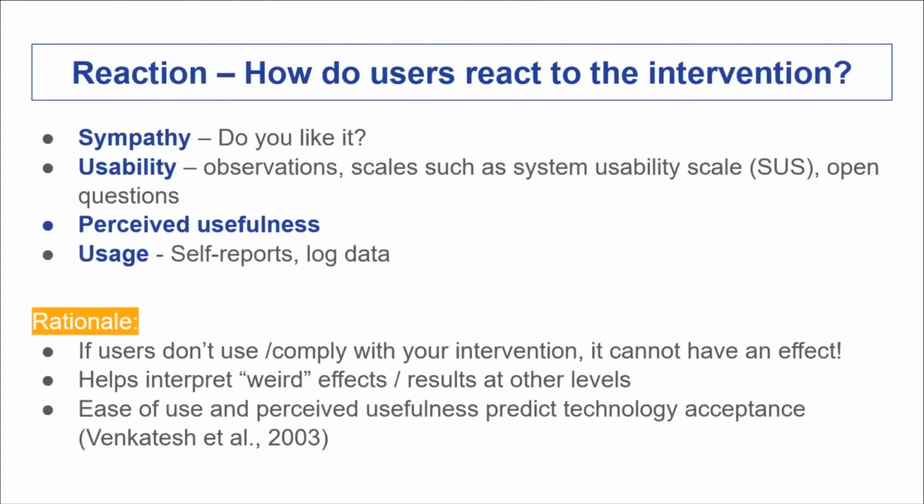So at the level of reaction, we're asking simply the question, how do users react to the intervention? The fundamental question is, do they actually use your intervention as you in principle intended them to use it? Do they use it at all? Do they use it regularly enough? Are they compliant with your instructions for the field study? You can also ask about the perceived usefulness, about the usability, about sympathy, whether users actually like doing your intervention.